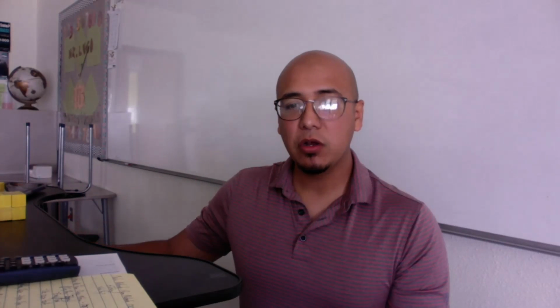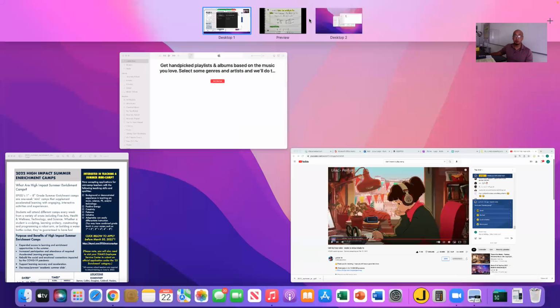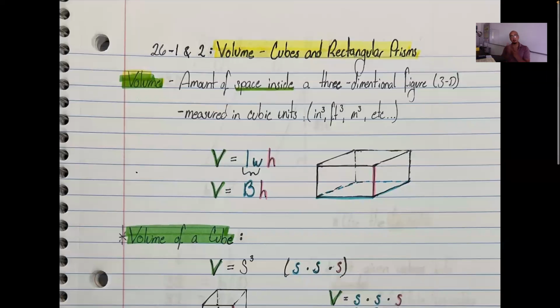Today, we're going to be going over lesson number 47, I believe, but regardless, that's 27-1 and 26-1 and 26-2, which is a volume of cubes and rectangular prisms. Now, today, we're going to focus on the volume of cubes. Nevertheless, the process is actually exactly the same for cubes and for rectangular prisms.